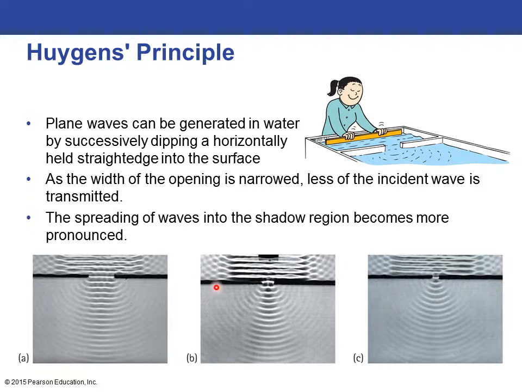As you narrow that opening and you get down to this, you see a much tighter circular pattern because the number of points along that wave front that are dispersing out is fewer. And so you have a fewer number of circles going out, and it ends up looking like a much cleaner circular pattern coming out of that opening.